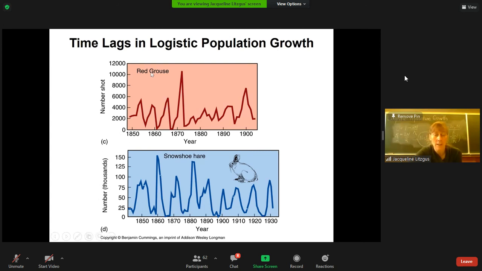I think that one thing is so ironic is that the population size for the grouse here is actually quantified by how many are shot, which just seems to be a bit counterintuitive, but there you go. That's how those data were collected.